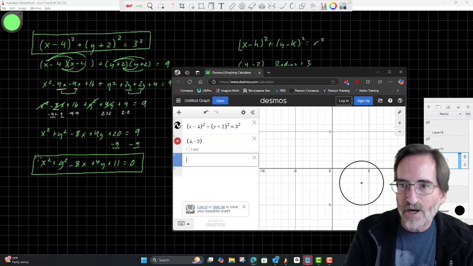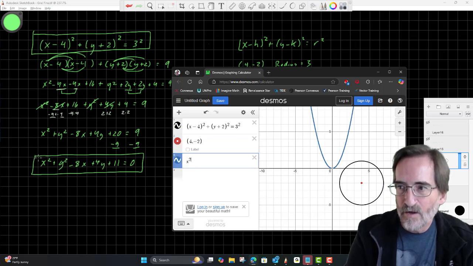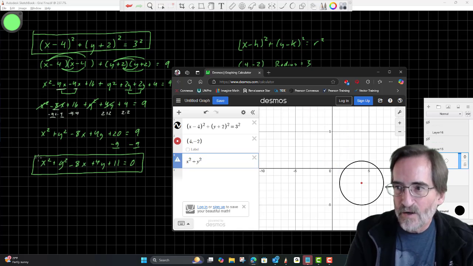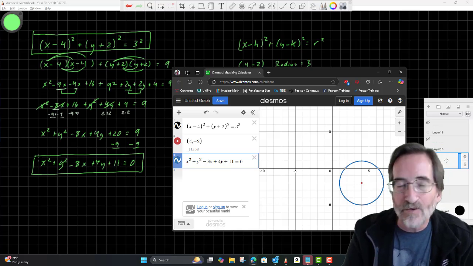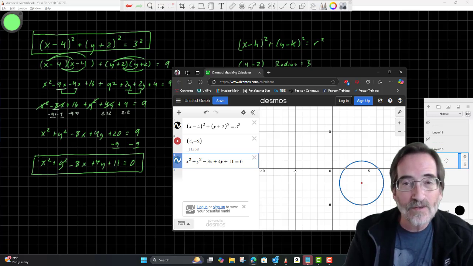But let's try the other form. x squared plus y squared minus 8x plus 4y plus 11 equals 0. And all that happens is it turns blue. That tells me the circles are exactly the same. So these two forms create the same thing.